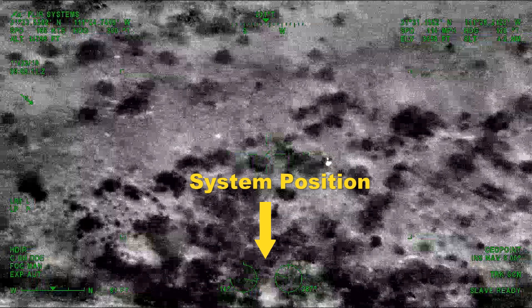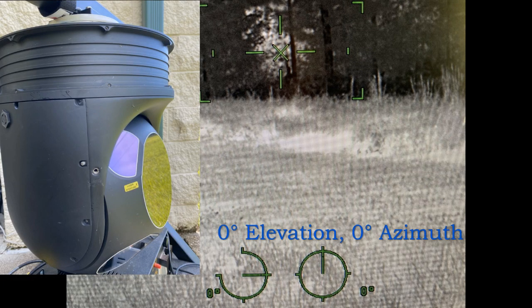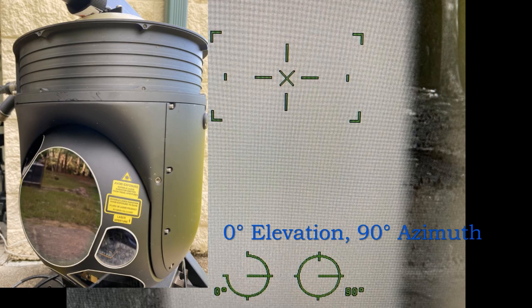These indicators show the position of the FLIR. They do not show the position of the aircraft. Here the turret is looking 0 degrees, 0 degrees. It's not looking up or down, left or right, just looking straight ahead. Here the turret is looking down 45 degrees. Now the turret is looking straight forward but 90 degrees to the right.